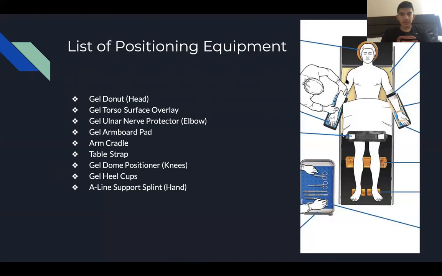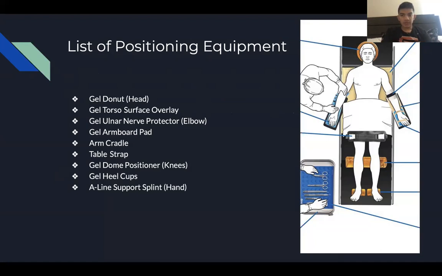All right, so we had a couple equipments here. By the head, we have the gel donut. Behind the back, we have the gel torso surface overlay. Above the elbows, we have the gel ulnar nerve protector. By the arms, we have the gel armboard pads. And under the pads, we have the arm cradles.